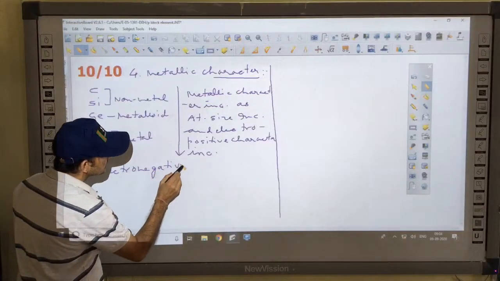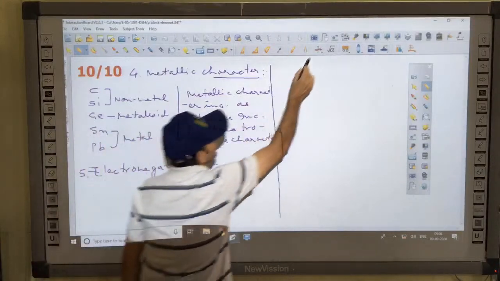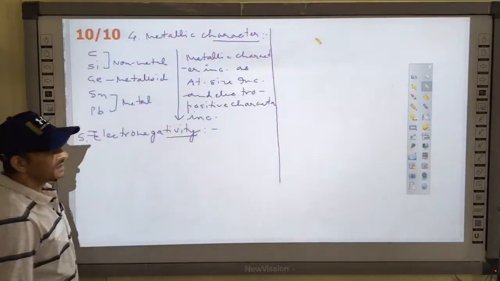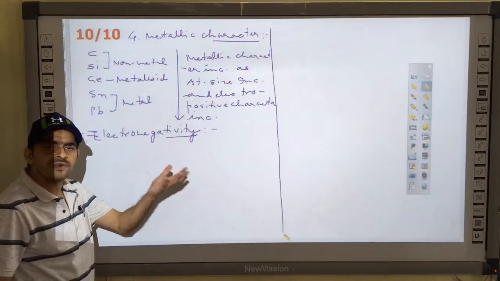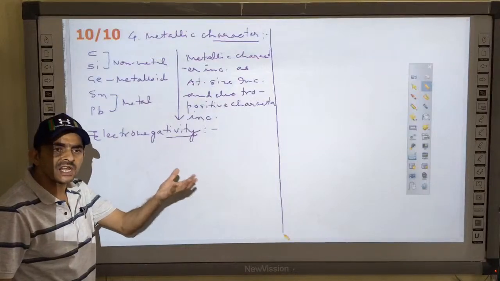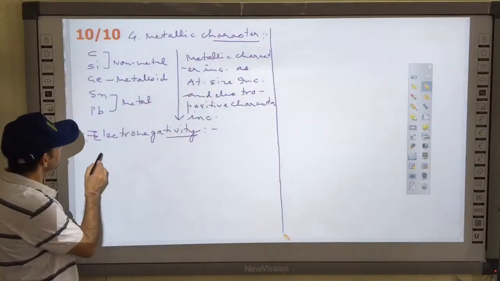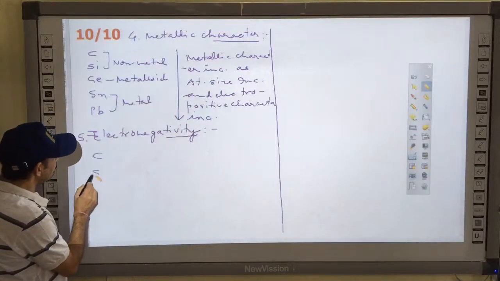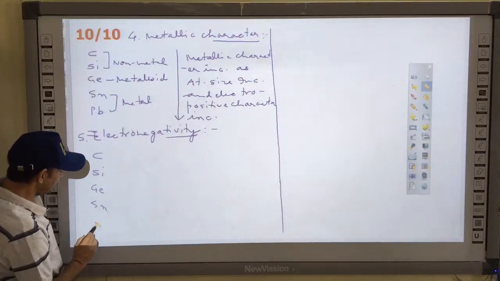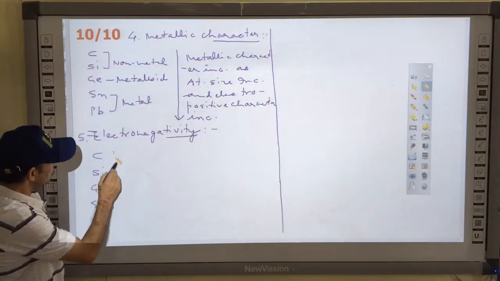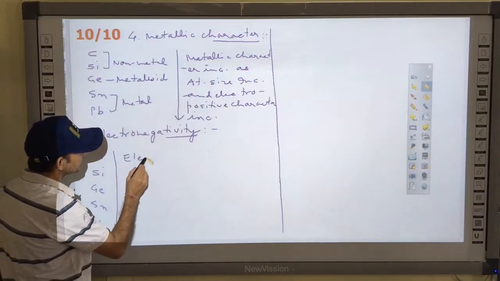Number fifth, electronegativity. Now you are familiar with this term. You have studied about electronegativity in lesson number 3. What is electronegativity? Tendency of an atom to accept a shared electron pair is called electronegativity. So if we are dealing with carbon, silicon, germanium, tin and lead, when you are moving from top to bottom, electronegativity decreases.